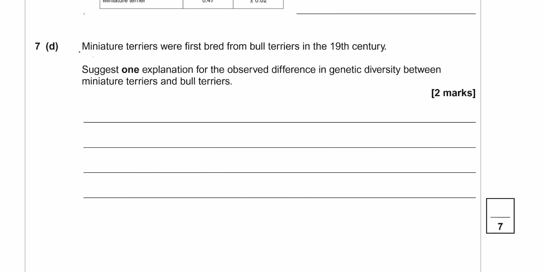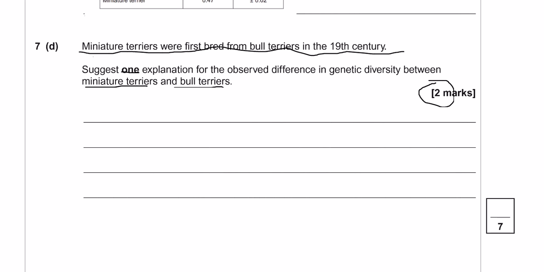And the final question says miniature terriers were first bred from bull terriers in the 19th century, and you need to give 1 explanation for the observed difference in genetic diversity between miniature terriers and bull terriers. You could talk about either the miniature terrier or the bull terrier. I'm specifically going to talk about the bull terrier because there's probably been a smaller population or a genetic bottleneck, and therefore you've got a reduced number of different alleles in the gene pool. If you want to mention the miniature terriers, you can, but you wouldn't get any extra marks. You've got to say either one or the other because it's only 2 marks.